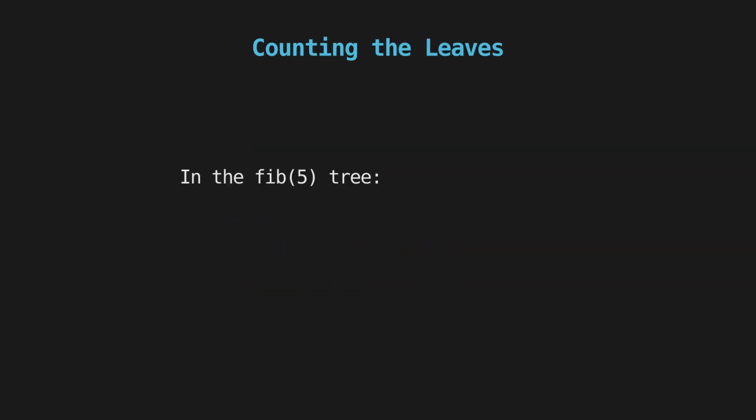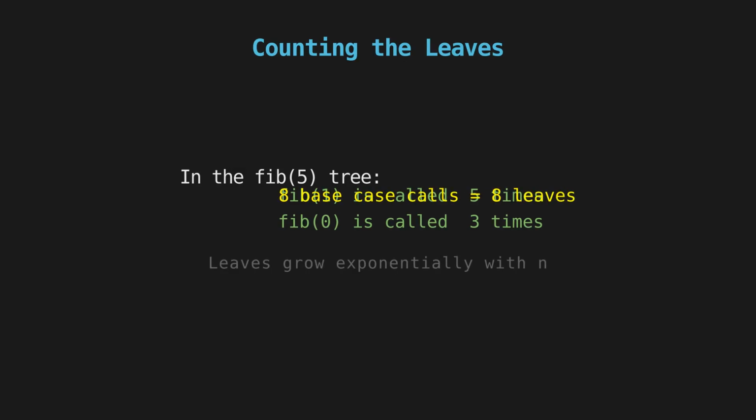Count the leaves of the fib of 5 tree, the base case calls. Fib of 1 appears 5 times. Fib of 0 appears 3 times. That's 8 leaves. These base cases are where recursion finally stops, and their count grows exponentially with n. That's what makes tree recursion expensive without optimization.